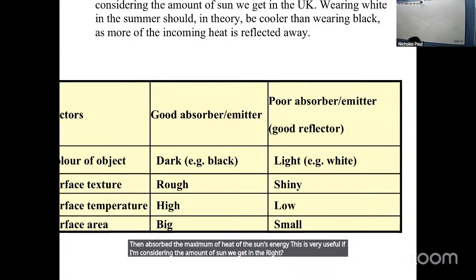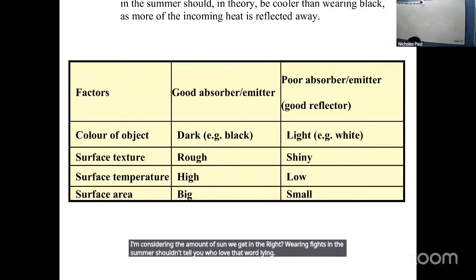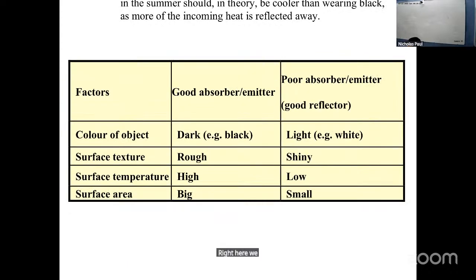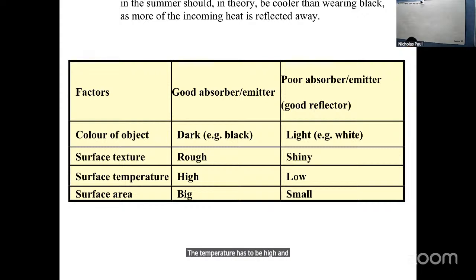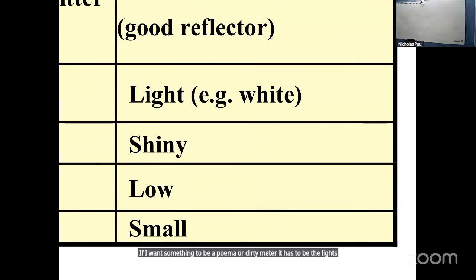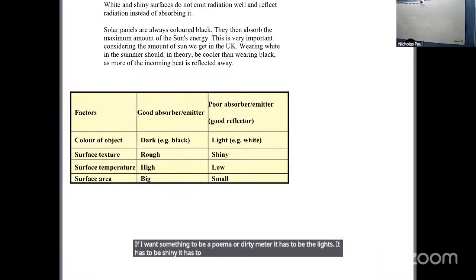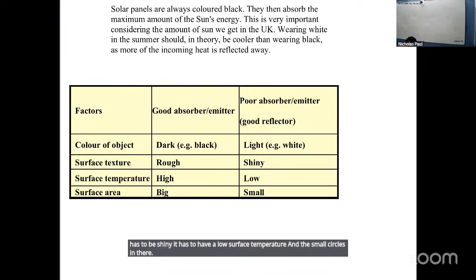Wearing white in the summer should keep you cooler than wearing black. Here we have factors that make a good emitter and a poor emitter of heat. If I want a good emitter of heat, it has to be dark, it has to be rough, the surface temperature has to be high, and the surface area has to be large. If I want something to be a poor emitter or good reflector, it has to be light, it has to be shiny, with a low surface temperature and a small surface area. Because you don't want it to absorb heat.